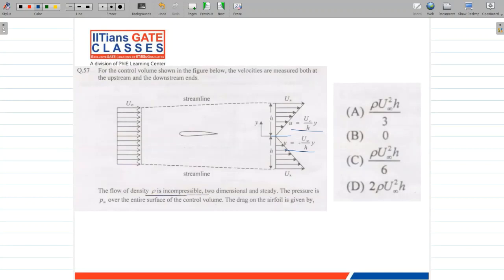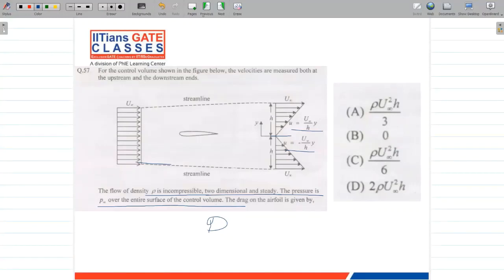Now, what they're asking us is that the flow of density rho is incompressible. It's two-dimensional and steady. The pressure is P infinity over the entire control surface, that is, over the entire surface of the control volume, my pressure is P infinity. And they are asking us the drag on the airfoil. What is the drag force on your airfoil? And they've given these options.